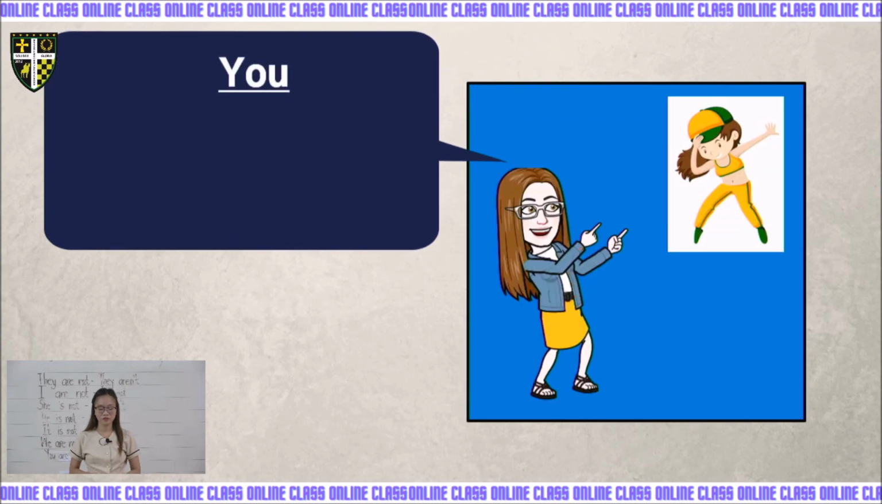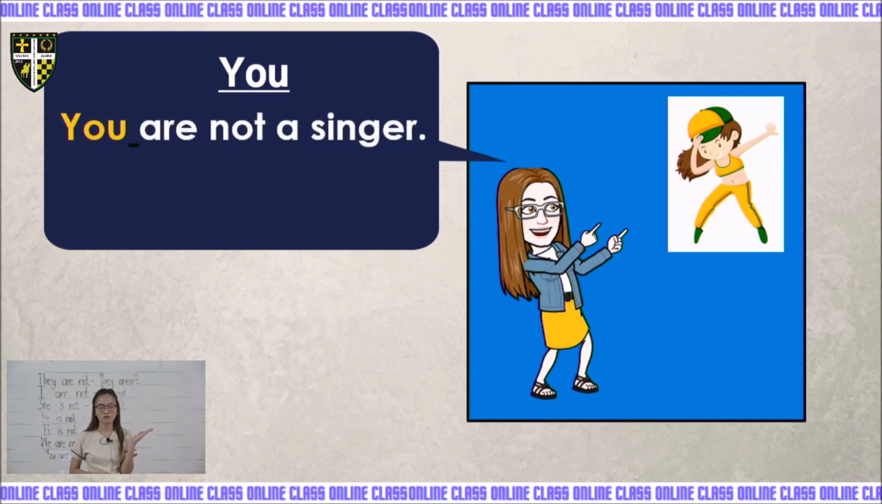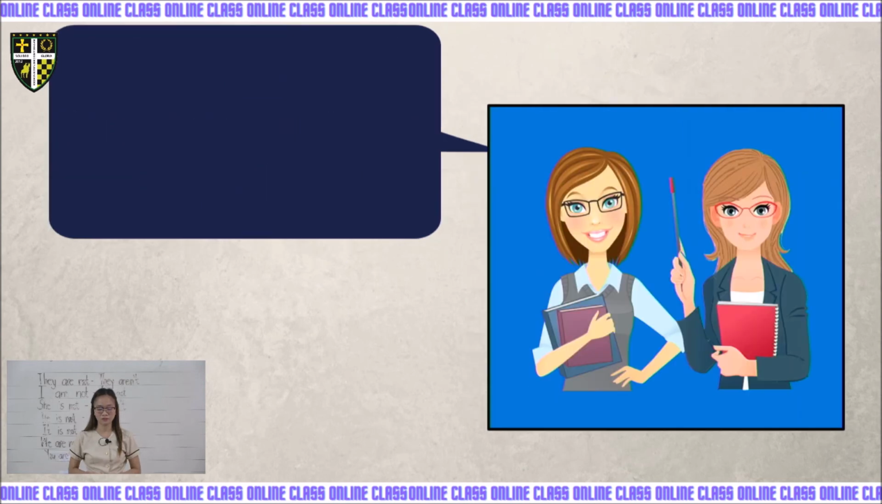The pronoun in this sentence is you. So kids, it's automatic. The be verb that we will use is are. So, you are not a singer. You is the pronoun and are is the be verb. You are a dancer.